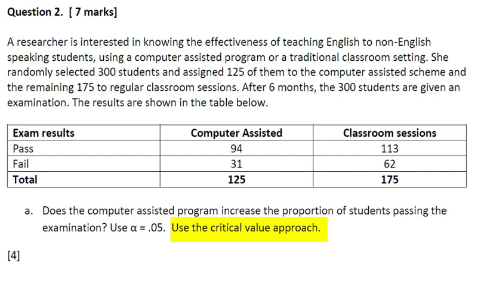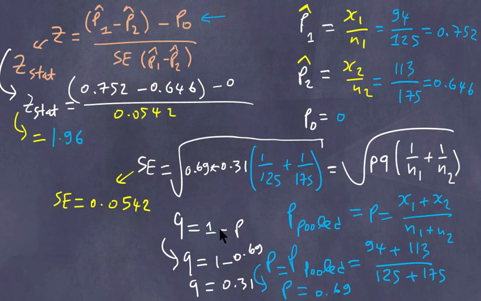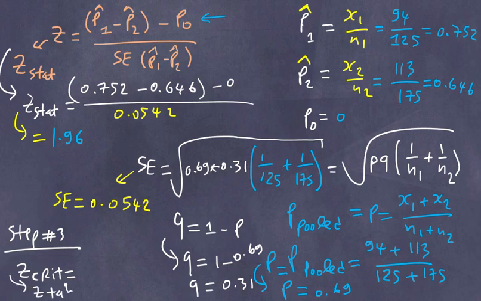Okay, use the critical value approach to decide whether the computer program increased the proportion of students passing the exam. So we need to compute Z-crit, right? We have Z-stat or Z-calc, and we don't have to compute Z-crit. We just have to find it. This is step 3. Z-crit or Z-table. We're using alpha equals 0.05.